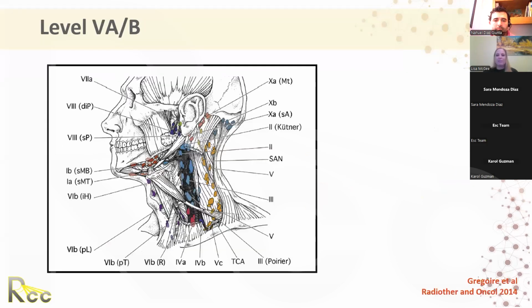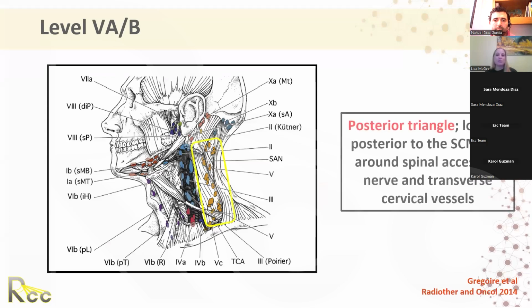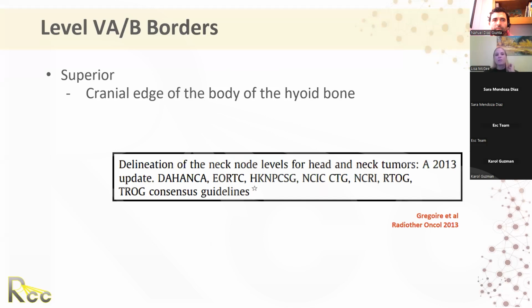So level 5 is known as the posterior triangle. It's located posterior to the sternocleidomastoid muscle and is located around the spinal accessory nerve as well as the transverse cervical vessels. Today, we're going to be focusing on the radiographic anatomic definitions of lymph node levels, and most specifically, we're going to be focusing on the 2013 atlas as published in the Green Journal back in 2013 by Vincent Gregoire.